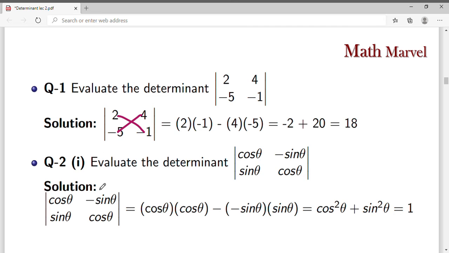Question number 2 from textbook. Evaluate the determinant. First row is cos theta, minus sin theta. Second row is sin theta, cos theta. Now, how to evaluate this determinant? So again, do the cross multiplication. Cos theta into cos theta minus sin theta into sin theta. So here we get cos square theta minus, it becomes plus sin square theta. This is the trigonometric identity: cos square theta plus sin square theta is equal to 1. So the value of this determinant is nothing but 1.